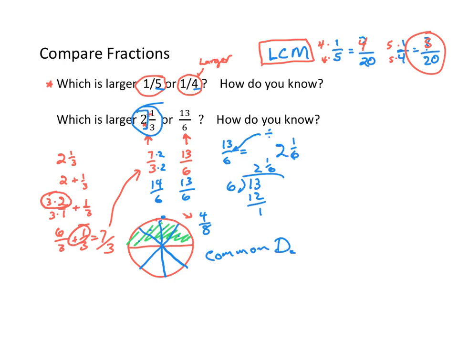Since this 2 is the same as this 2, I really want to compare the 1/3 to the 1/6. And if I want to compare the 1/3 to the 1/6, then I could know that 1/3 of a pizza is larger than 1/6 of a pizza, so 2 1/3 is larger than 2 1/6. Or I could get a common denominator, and I could multiply this by 2 to get 2/6 compared to 1/6. 2/6 is larger, so 2 1/3 is larger.